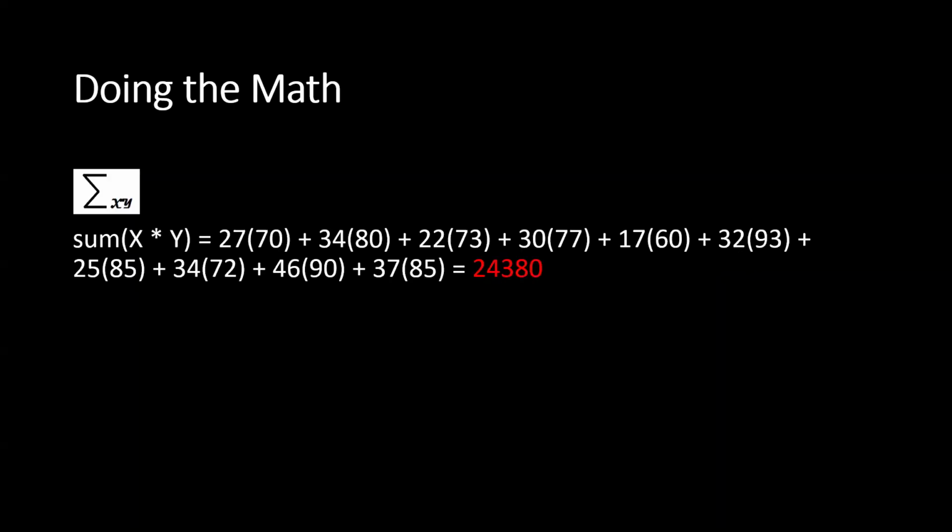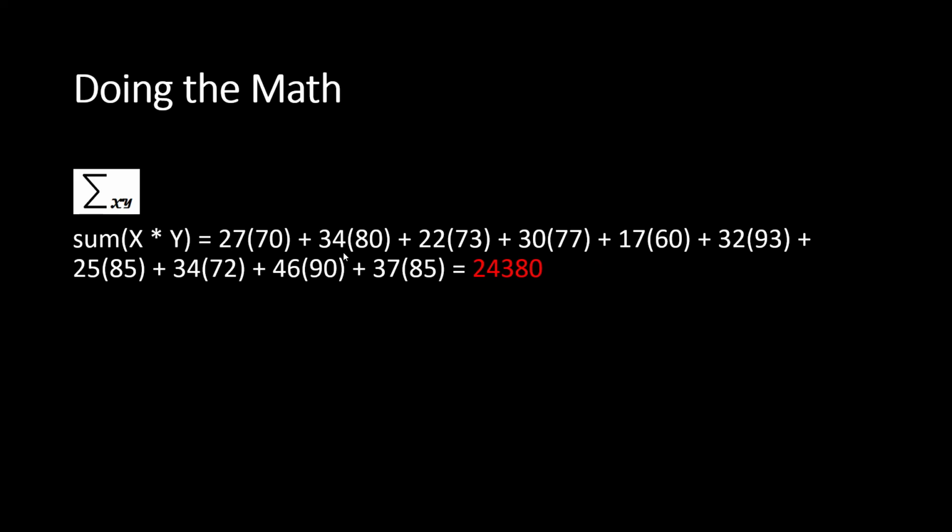We also need to have the sum of xy, and that is the sum of the product of each observation value of x multiplied by its corresponding value of y. So 27 would be our x value, multiplied by the corresponding y value being 70. And then we would add that to the next observational bit of the series, 34 being our x value, 80 being our y value. So once we have the product of each, we would sum those all together and come to this value here.